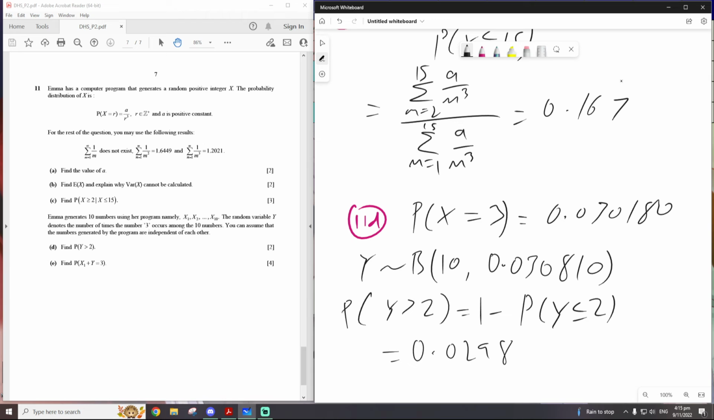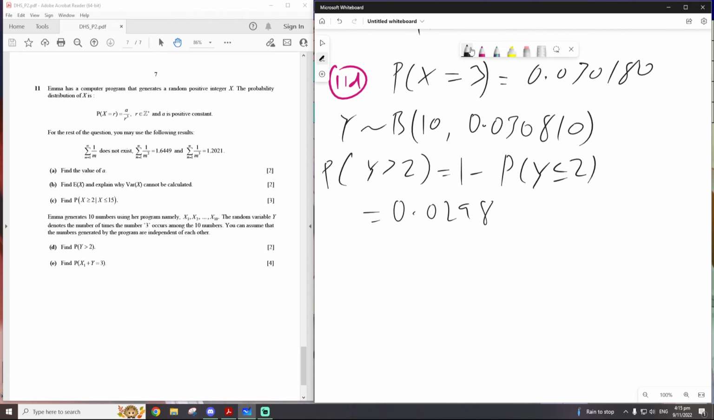Okay. Finally, probability that x1 plus y is equals to 3. Okay, be careful with this one, because my solution was to define a new variable, and I'll explain why. I have x1 as my first number, so y is the number of times that I am counting 3 among the 10 numbers.